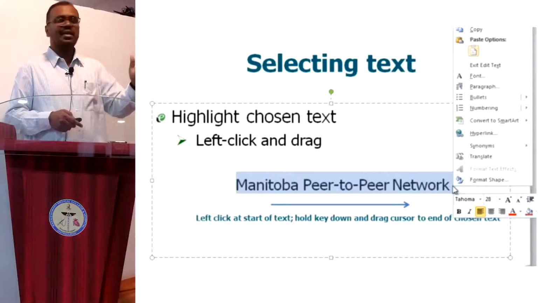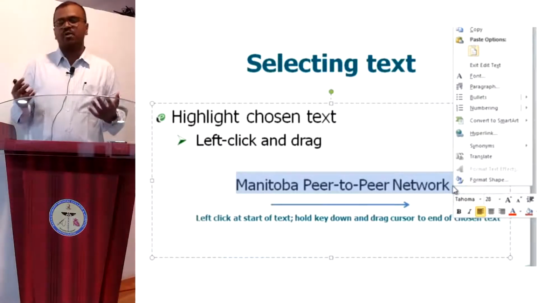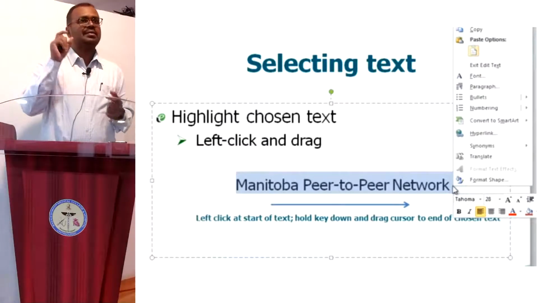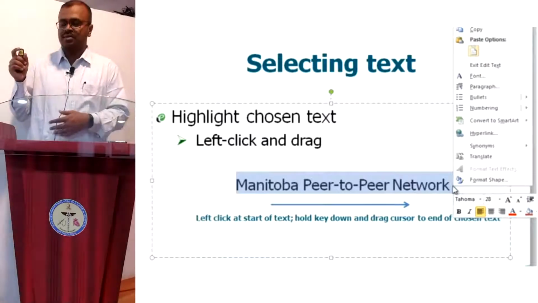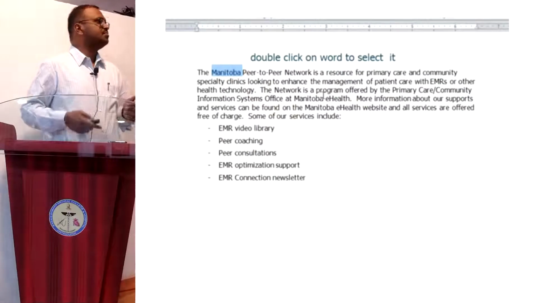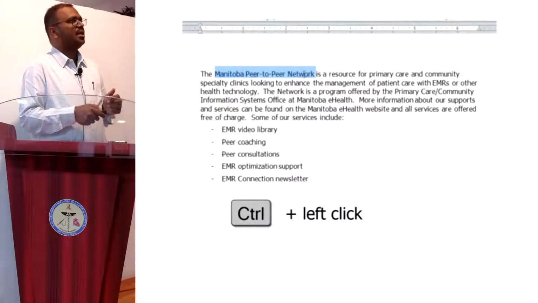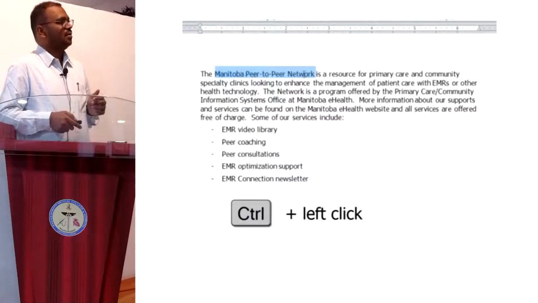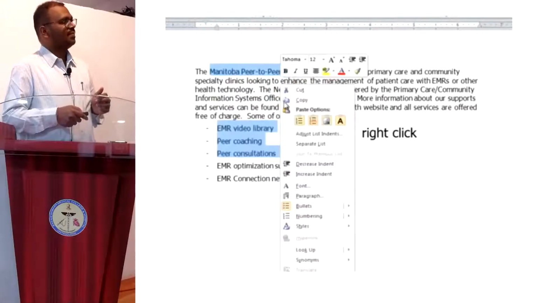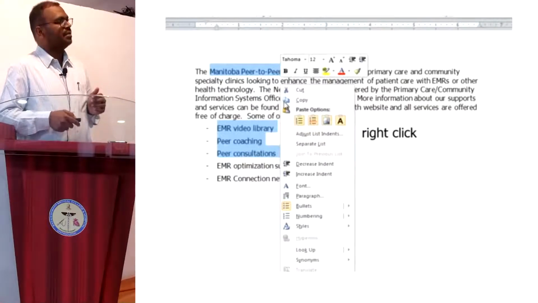Double click you can also use on your desktop when you open a particular document or a particular program. Double left click on a single word will also highlight it. Control and left click, so you can drag it. And then if you right click, all the options will open up.